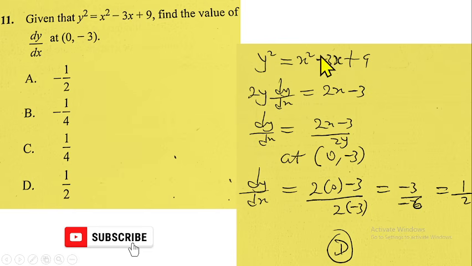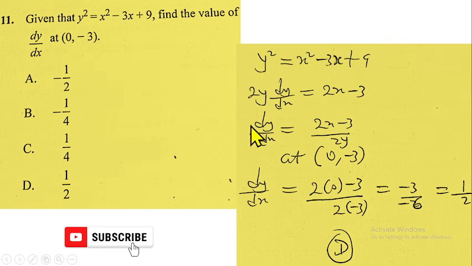So if you differentiate this implicit function, if you differentiate y squared, you have 2y dy/dx. Why are we adding the dy/dx? Because this y is a dependent variable. So we have 2y dy/dx equals, if you differentiate x squared, we have 2x. And if you differentiate minus 3x, that gives us minus 3. If you differentiate 9, you have 0 because 9 is a constant. Then we can make dy/dx the subject by dividing both sides by 2y. So we have dy/dx equals 2x minus 3 over 2y.